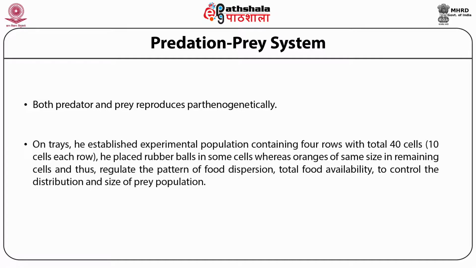On trays, he established experimental populations containing 4 rows with a total of 40 cells, 10 cells in each row. He placed rubber balls in some cells, where oranges of the same size were in the remaining cells, and thus regulated the pattern of food dispersion and total food availability to control the distribution and size of the prey population.